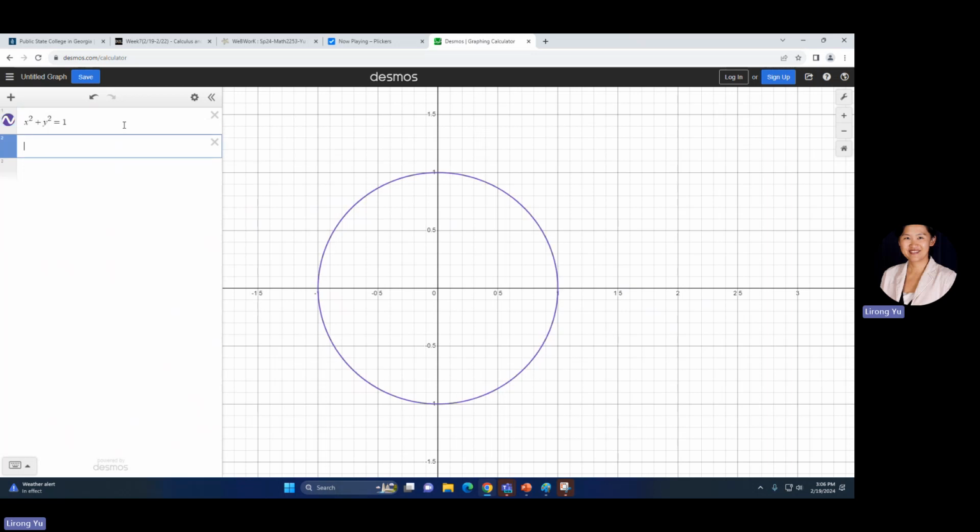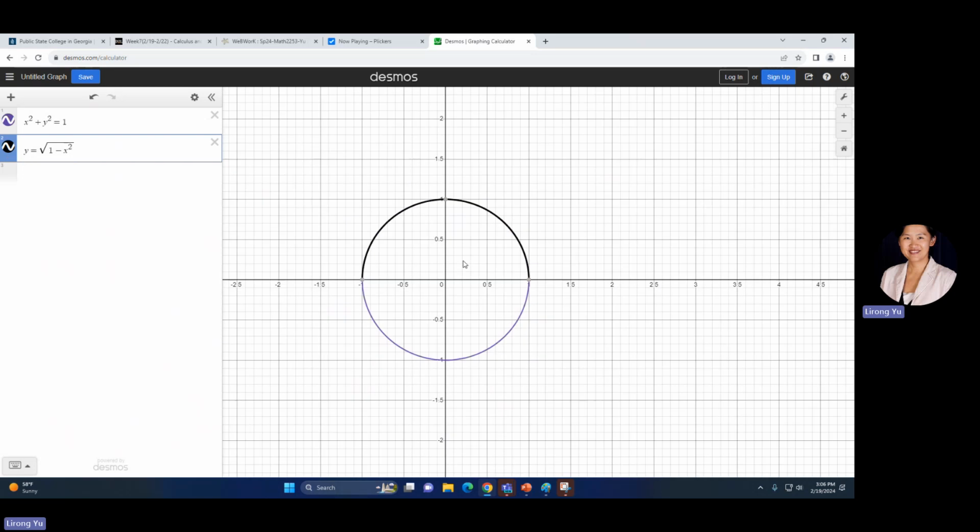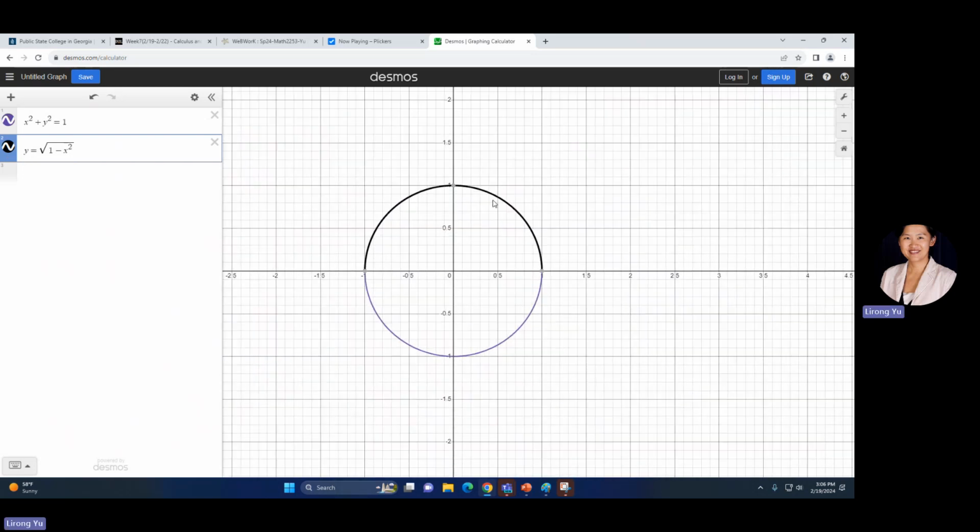If we want to define the function explicitly, you have to solve for y. So you move the x squared, so y squared equals 1 minus x squared. You take square roots, and you have y equal to the square root of 1 minus x squared, right? That's how it looks, but it's only the upper half. So if you solve for that y value, it doesn't really replace the original equation.